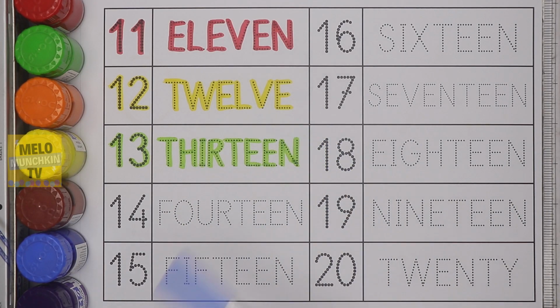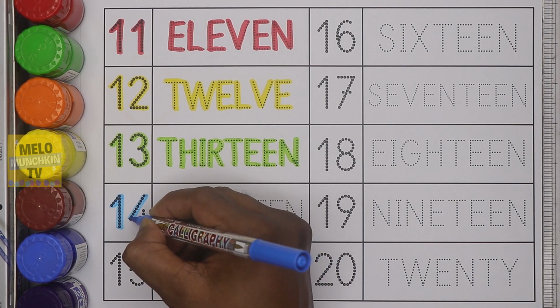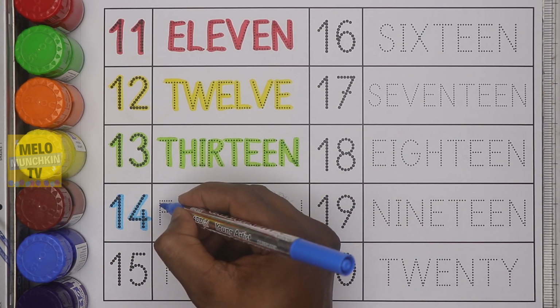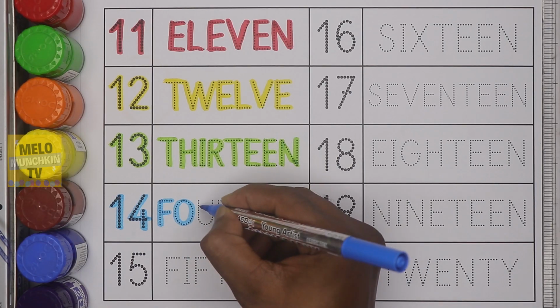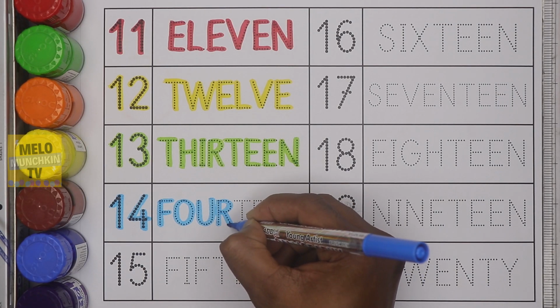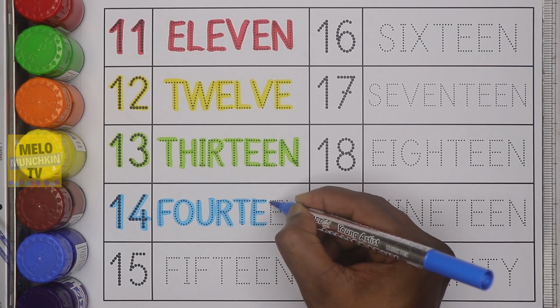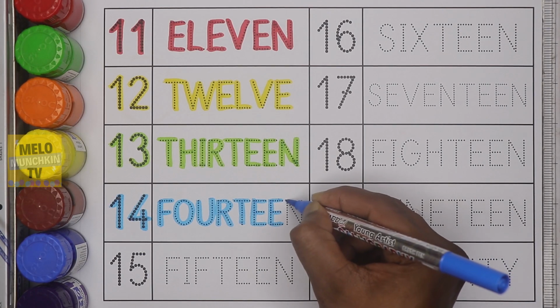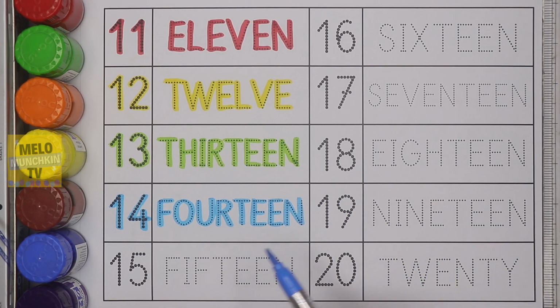Next, I'll take blue color. This is light blue color. To write number 14, that is 1, 4, 14. And the spelling is F-O-U-R-T-E-E-N, 14. F-O-U-R-T-E-E-N, 14.